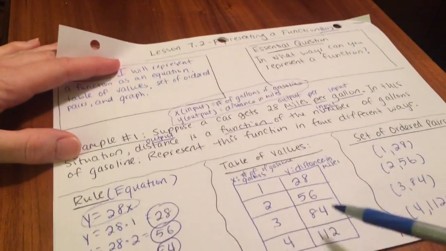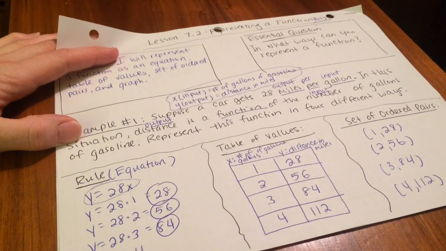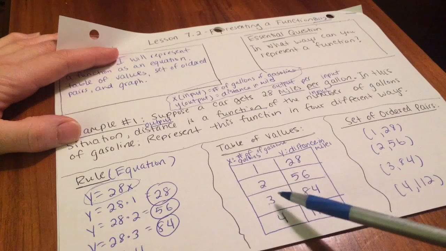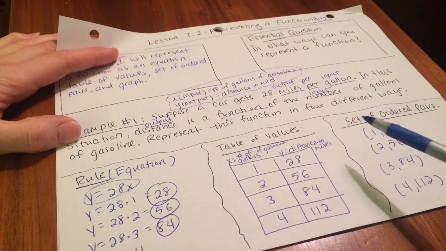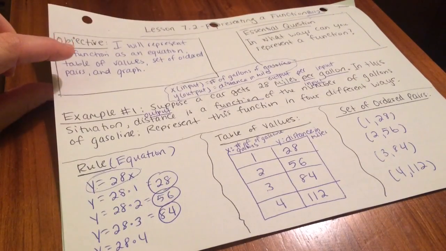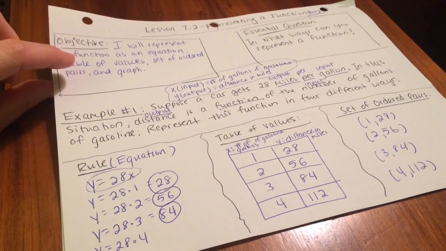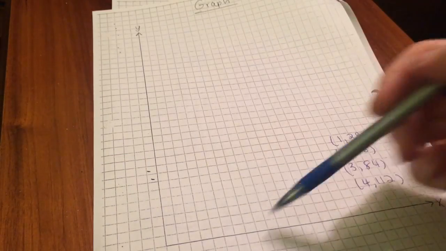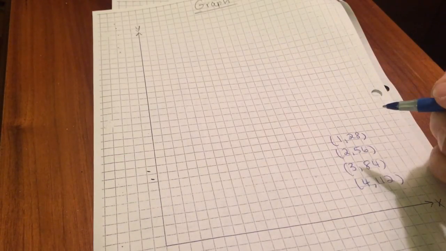We made our table of values of 1, 2, 3, 4 in gallons, how many miles you could travel. We got our set of ordered pairs. So now it's time to represent our function as a graph. It's on the back of the page. Okay, I recopied our set of ordered pairs. That way I have them on the same page as my actual graph.